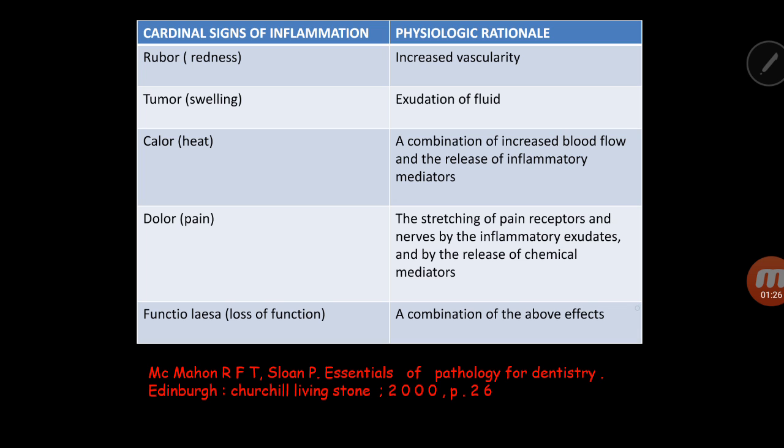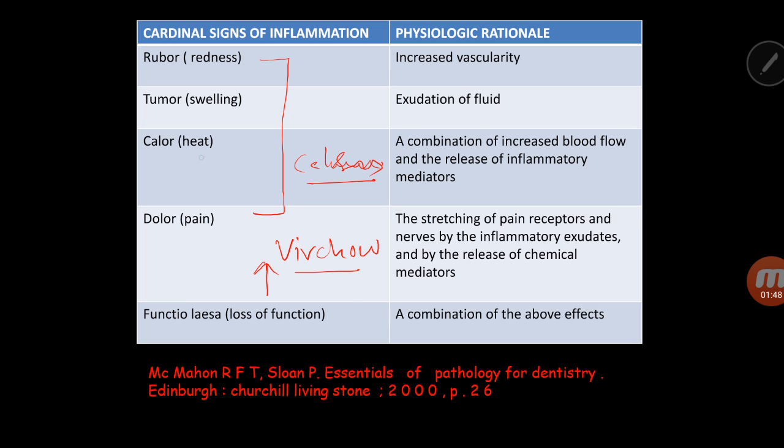So coming to the cardinal signs, I just want to have a look at these. The first four cardinal signs are given by Celsus. The fifth cardinal sign was added by Virchow. These two questions are very important. The first four cardinal signs are given by Celsus, whereas the last one, that is the loss of function, was given by Virchow.